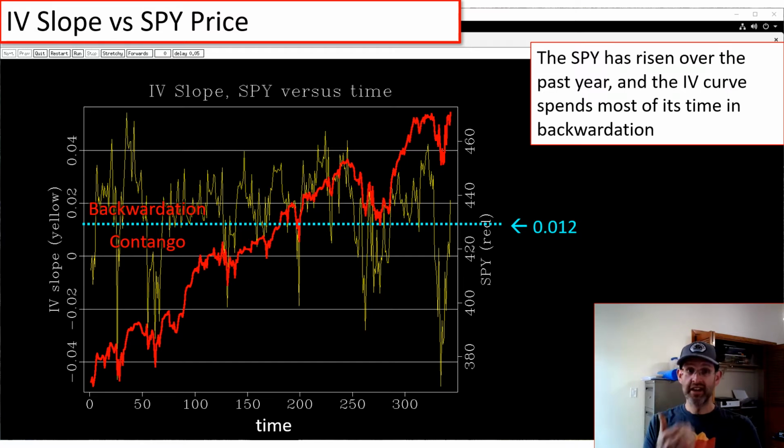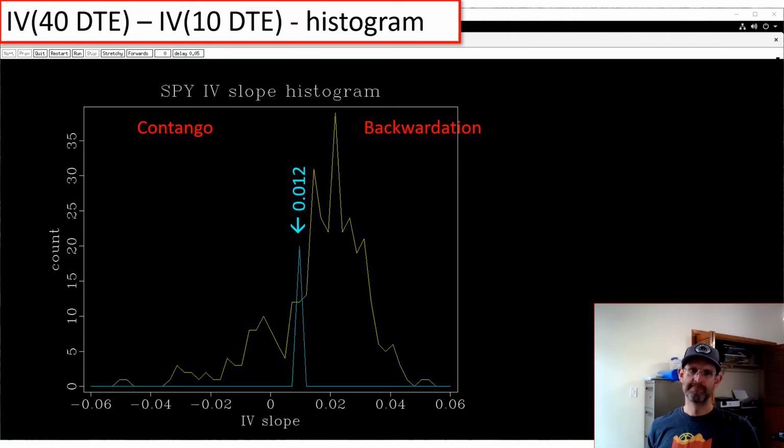So I define an IV slope divider of 0.012, where anything above that I assume is in backwardation and anything below that is in Contango, even though it doesn't follow the strict sense of the definition of those words. The significance of this particular number will become more apparent later.